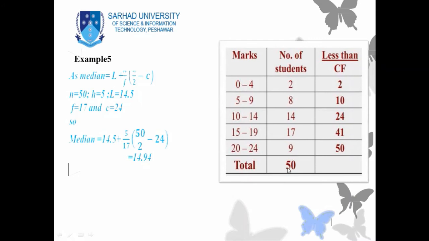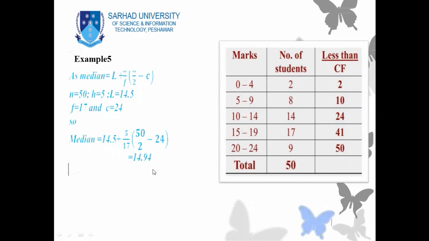So 50 divided by 2 is 25, and the 25th position lies in this group, from 25 to 41. So the median lies in this class. The lower limit of this class after continuous boundary is 14.5, and the cumulative frequency is 24. So the lower limit of the class is 14.5, the step size is 5, the frequency is 17, and the total number is 50 divided by 2 minus the cumulative frequency 24. After calculations we obtain the median.